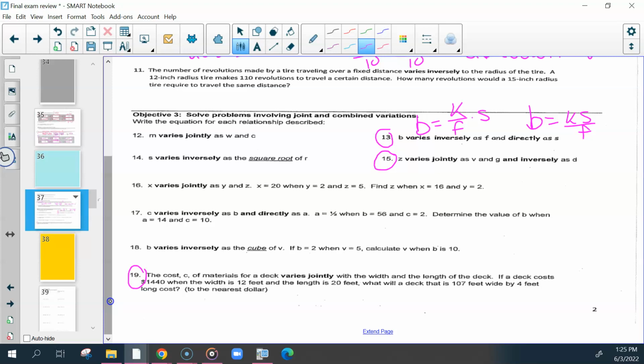For 15, z varies jointly is like directly, but there's more variables. So we're going to be multiplying. So c equals, we need our k, and then we're multiplying b and g. And inversely as d, so we're dividing b. Do we have any questions on that one?